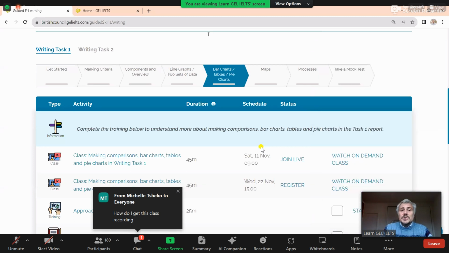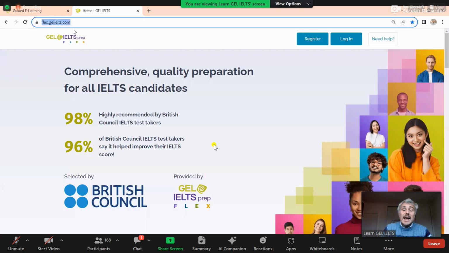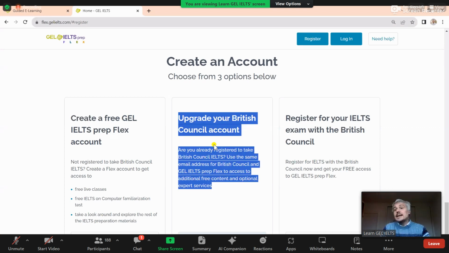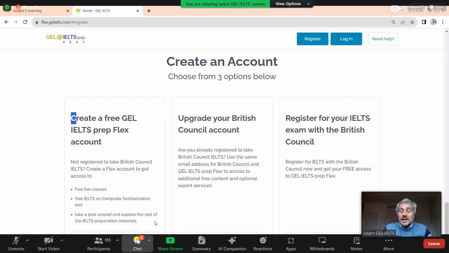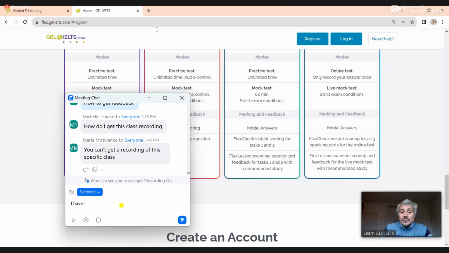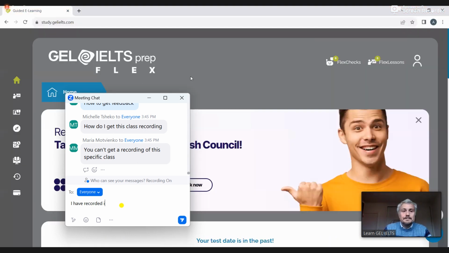British Council students can also upgrade for free to a GEL Prep Flex account. Go to this website, click on register and use the middle option here to set up your account with the same login details as your British Council account. If you're not a British Council student, use the left option here to create a PrepFlex account. PrepFlex accounts are very useful because we have extra services that are not available on the British Council website.